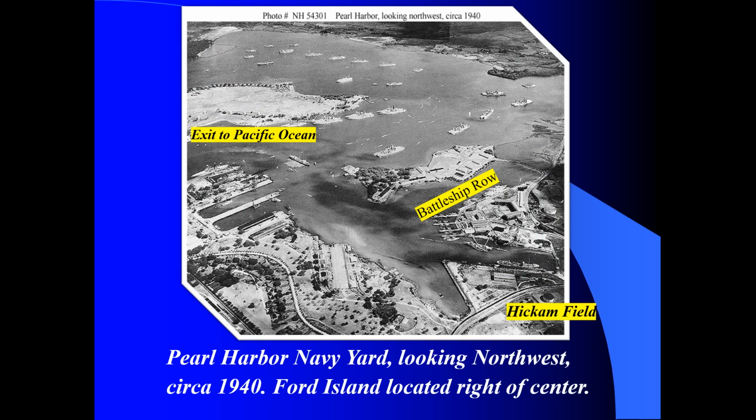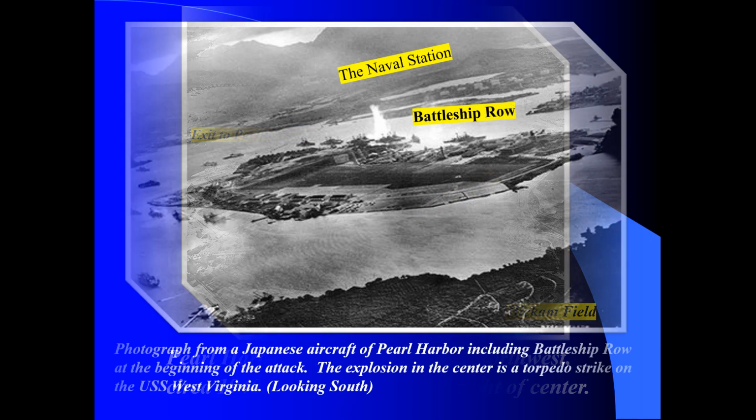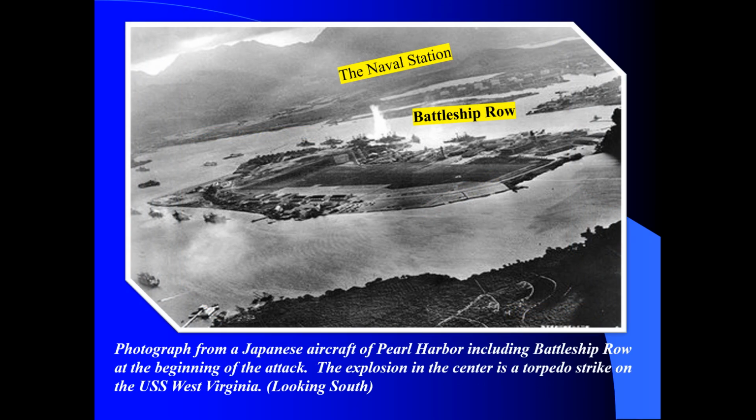This slide shows a portion of the naval station at Pearl Harbor in 1940 and the future positioning of battleships along the southwest side of Ford Island. Here's a photograph taken at the beginning of the attack from a Japanese plane showing Ford Island and Battleship Row looking southeast. The explosion in the center of the photo is a torpedo strike on the USS West Virginia.